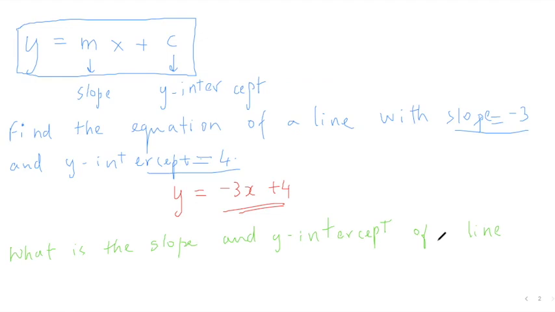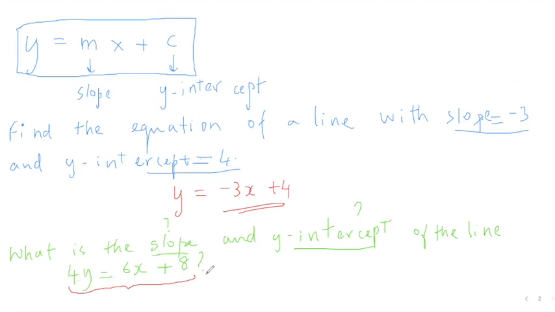So here they've given you the equation, but they're asking you to find the slope and the y-intercept of the line. Let's assume that line is 4y = 6x + 8. To find the slope and y-intercept, you need to write this equation in such a way that only y is on the left-hand side. The coefficient of y should be 1. So how do I do that?